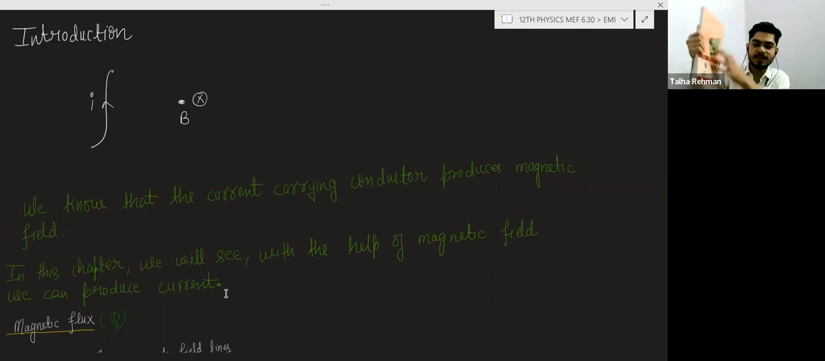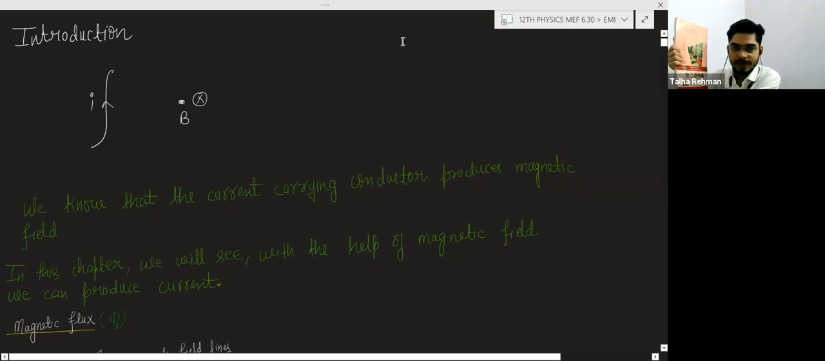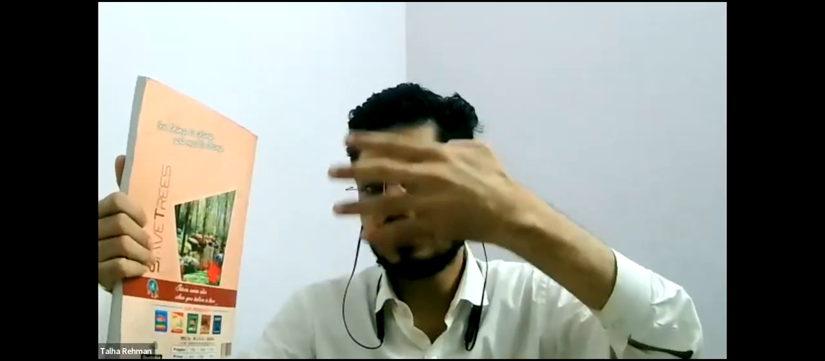Suppose this is some area, and these are the magnetic field lines crossing this area. Here four magnetic field lines are crossing. Consider my fingers as the magnetic field lines, and these lines are perpendicular to this area. What is the magnetic flux? The number of magnetic field lines crossing an area perpendicularly. So here four lines cross this area perpendicularly, so the magnetic flux will be 4. The unit we will discuss later.